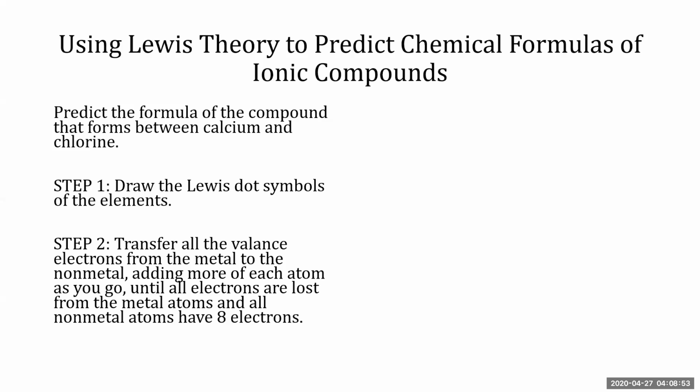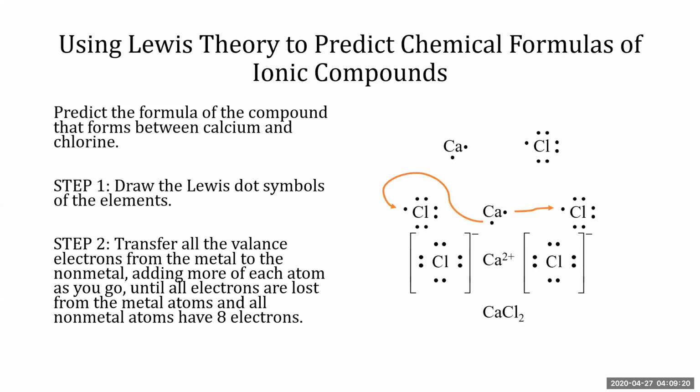Step 1, draw the Lewis dot symbols of the elements. Step 2, transfer all the valence electrons from the metal to the nonmetal, adding more of each atom as you go, until all the electrons are lost from the metal atoms and all the non-metal atoms have 8 electrons. The final Lewis dot structure is a calcium ion with 2 chloride ions with a chemical formula of CaCl2.